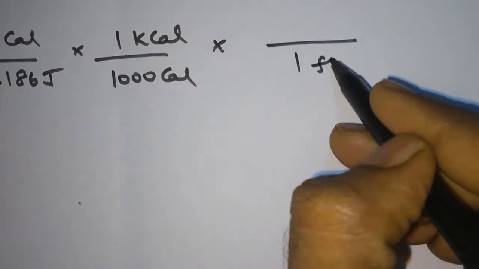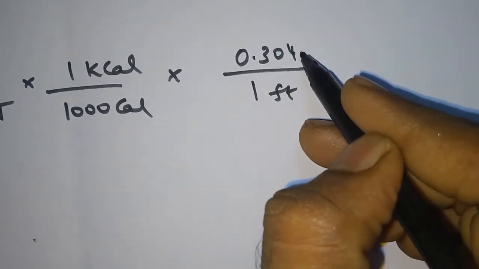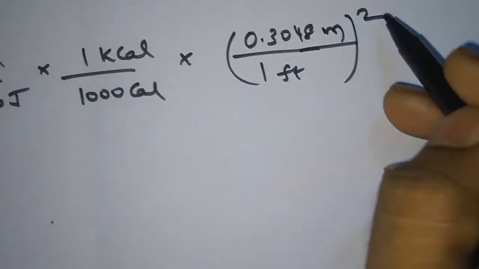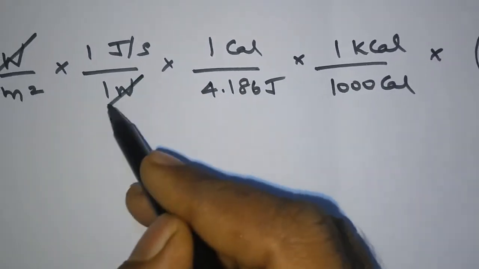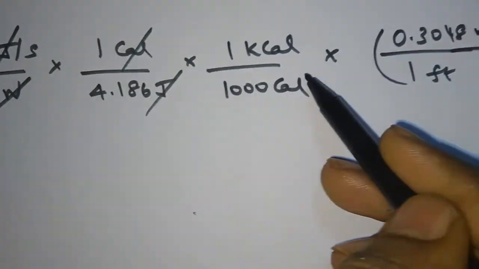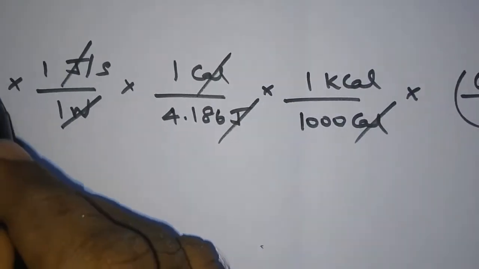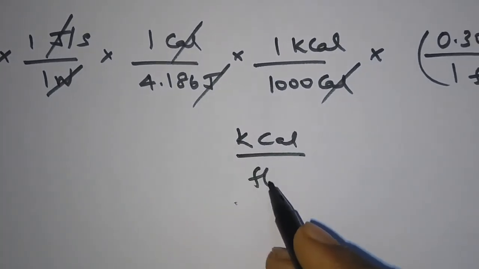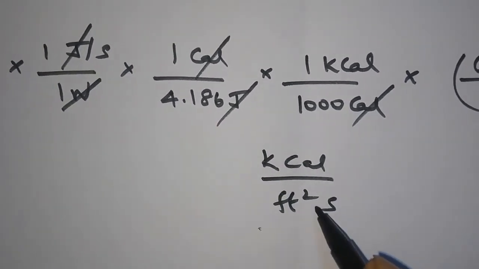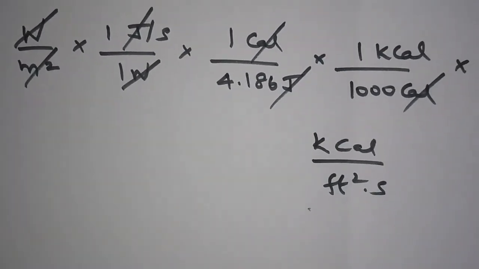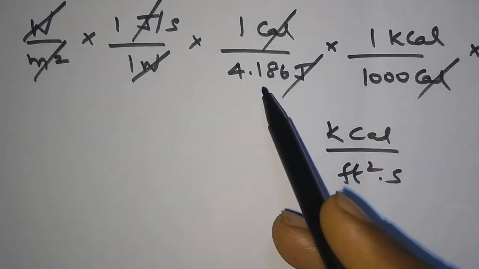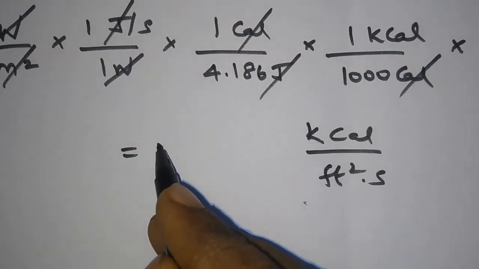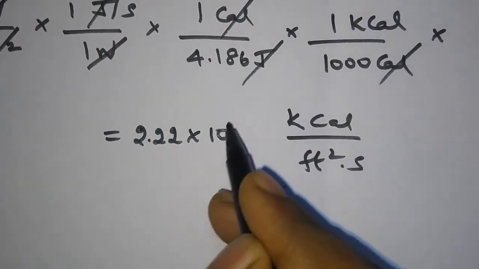So we know that 1 feet is equal to 0.3048 meters, and this needs to be squared. Then watts getting cancelled, joule getting cancelled, calorie getting cancelled, meter square getting cancelled. So what you have is kilocalorie per feet square per second. So what do you get? 0.3048 square divided by 4.186 divided by 1000. Calculate and tell me what is the value. Yes, 2.22 into 10 power minus 5.